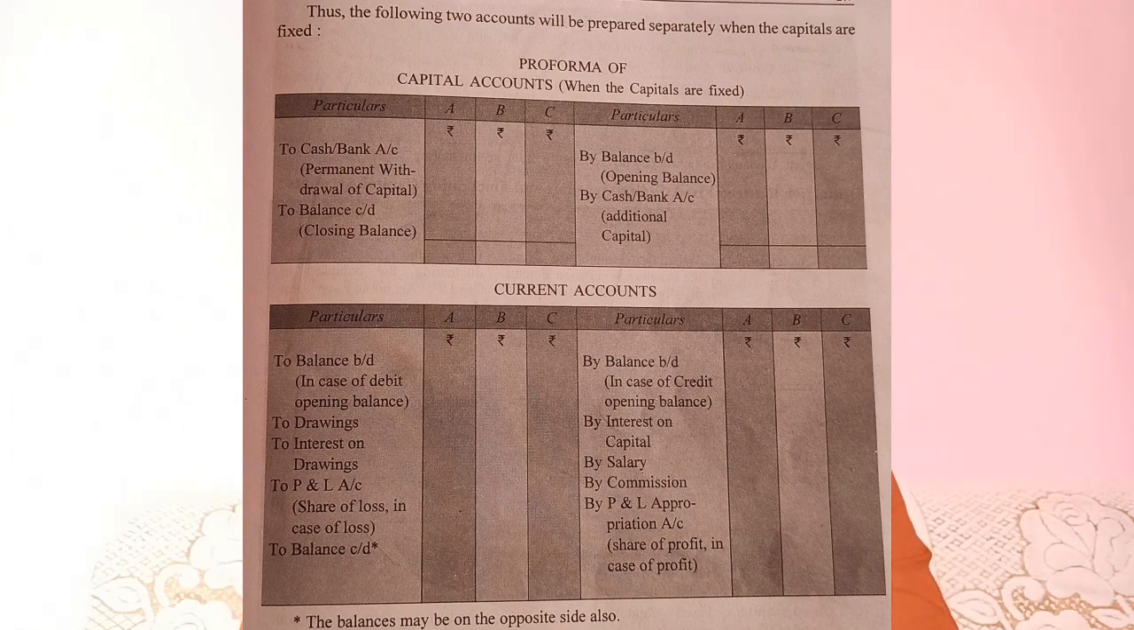And next is balance carried down, the closing balance. After the partner's drawings and what the partner contributes, the balance outcome is known as the balance carried down. This is what is called balance c/d. This is the closing balance.